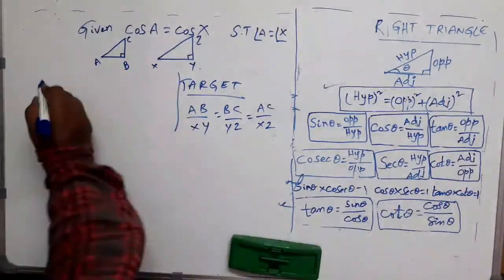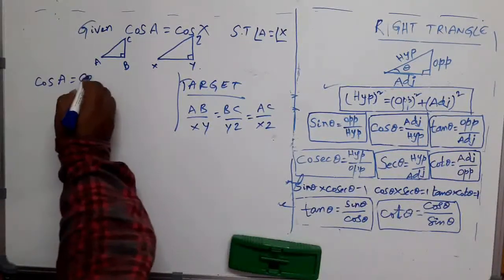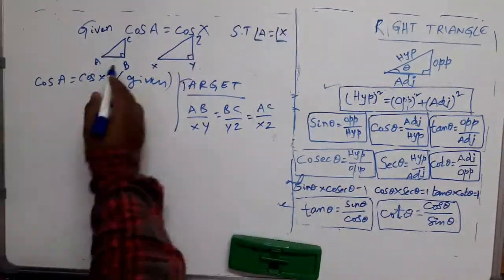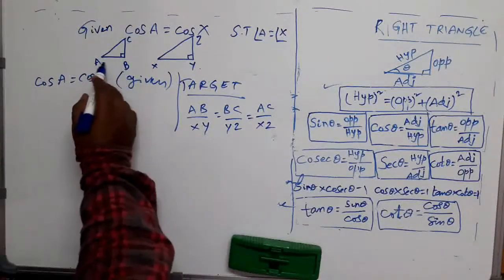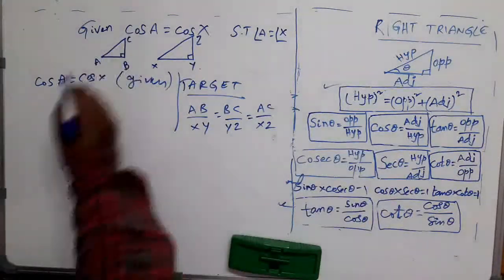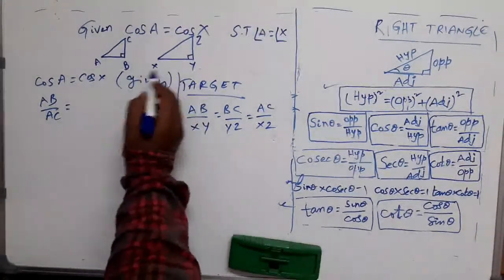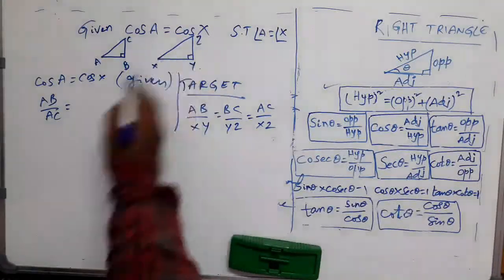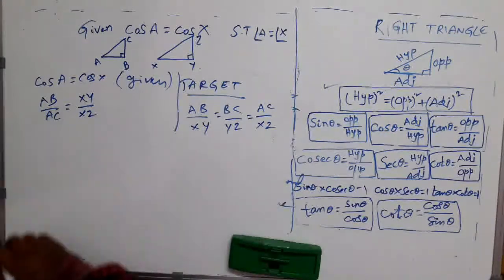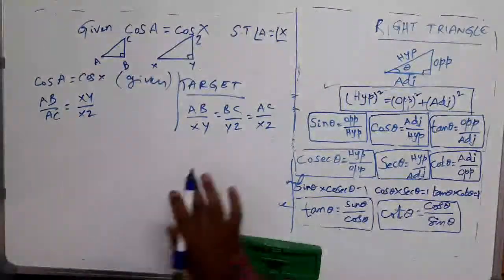From the given, what is given here? Cos A is equal to cos X. From that, what can I write? Angle A is this, so cos A is adjacent side by hypotenuse, that is AB upon AC, which is equal to cos X. Cos X is adjacent side by hypotenuse, that is XY upon XZ. Yes, I can consider this relation from the given relation.